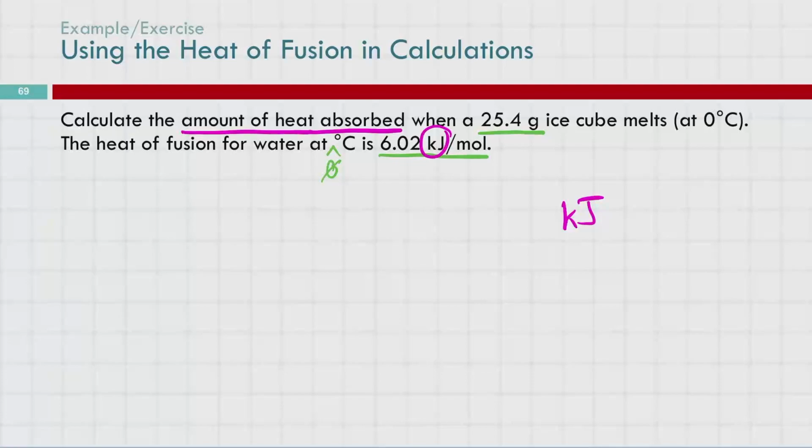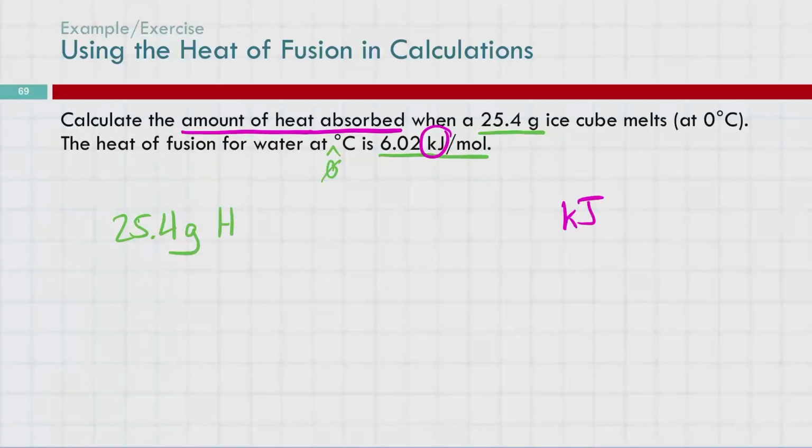And the place that we are going to start is actually with 25.4 grams. General rule of thumb, if you've got something with simple units, start with the simple units. So this 6.02 kilojoules per mole, this is a conversion factor. Anything that's got multiple units usually, in my mind, means that it's a conversion factor. So starting with grams, we want to get to kilojoules. We've got this thing that's got kilojoules per mole. What would we need to use this conversion factor? What units would we need to get kilojoules out? Moles.